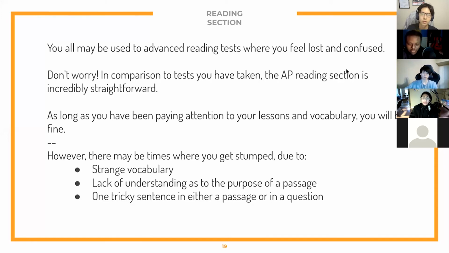So in comparison to tests you've taken, the AP reading section is really straightforward. As long as you're paying attention to your lessons and your vocabulary, and you just have a good idea of what's going on in the passage, you should be fine. But there may be times where you're stumped on a couple of questions, and this may be due to weird vocabulary, or a lack of understanding as to the purpose of a passage or what's going on in the passage. And there sometimes just might be one tricky sentence in either a passage or in a question that really tricks you up.